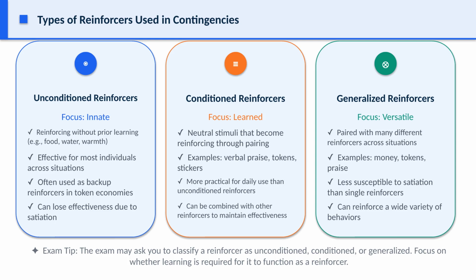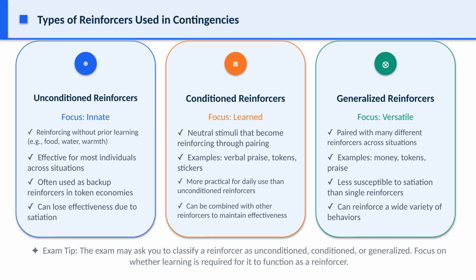As you study positive and negative reinforcement contingencies for the BCBA exam, it's essential to distinguish the types of reinforcers that can be arranged within those contingencies. Unconditioned reinforcers, like food and water, require no prior learning history and are effective for almost any learner, though they are vulnerable to satiation, a key consideration when designing reinforcement schedules. Conditioned reinforcers, such as verbal praise or tokens, start as neutral stimuli and gain reinforcing power through pairing with existing reinforcers. They're more practical for everyday intervention, but may need periodic pairing to maintain their value.